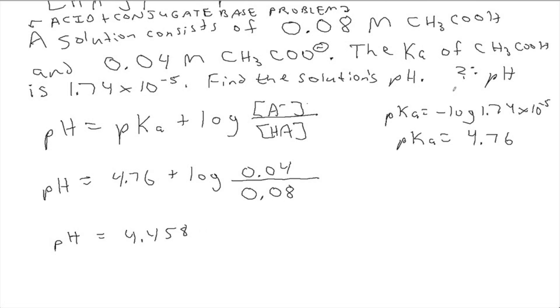Okay. Notice who goes on top, the conjugate base or the acid? The conjugate base. That's important, that's a common source of mistakes, putting the wrong number on the top or the bottom of the fraction. So that's something to be careful about. Notice pH is on the left and pKa is on the right. We don't want to confuse those either.